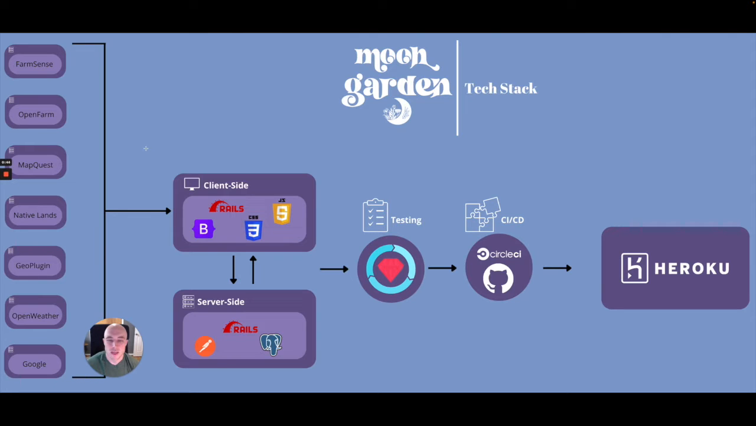The Moon Garden front end is built using Ruby on Rails, CSS3, JavaScript, and Bootstrap. This front-end consumption mimics a microservice architecture, allowing for faster rendering and transitions to different technologies. Both the front end and the back end use RSpec for testing, Circle CI for continuous integration, GitHub Actions for continuous deployment, and Heroku for hosting.